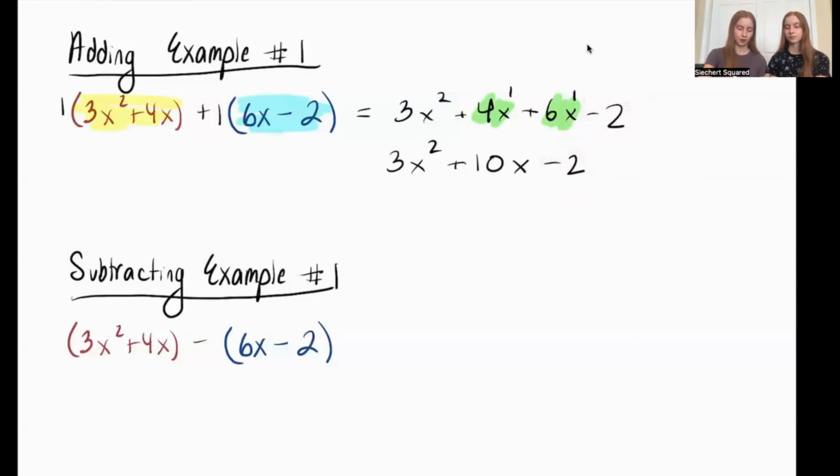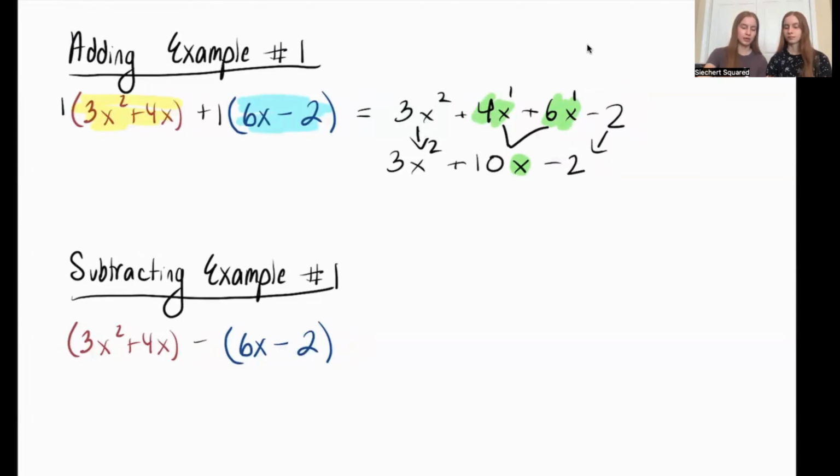So again, what we really saw here is that 3x squared didn't have a like term, so we just brought it down. Those terms that were our like terms, we were able to combine together, and we kept that variable the same. And then the number on its own, again, if it doesn't have a like term, it doesn't change, you just bring it down.